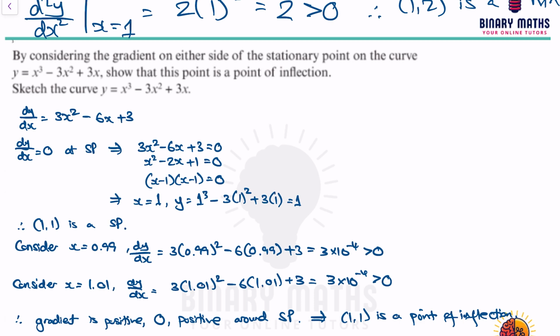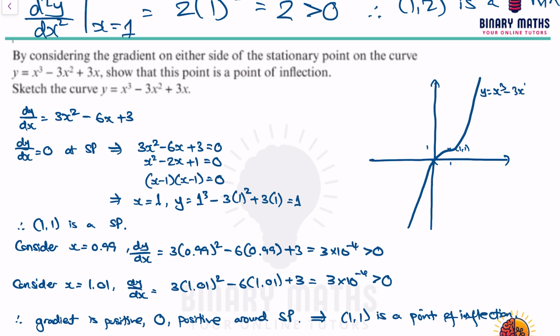The last part says sketch this curve. So if I sketch this curve, then I know the curve goes through the origin because there is no constant at the end. There's a point of inflection at (1, 1). So it looks something like this. So this is y is equal to x cubed minus 3x squared plus 3x. So that's a rough sketch.